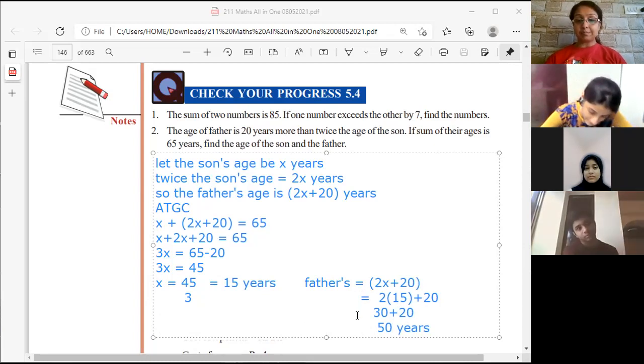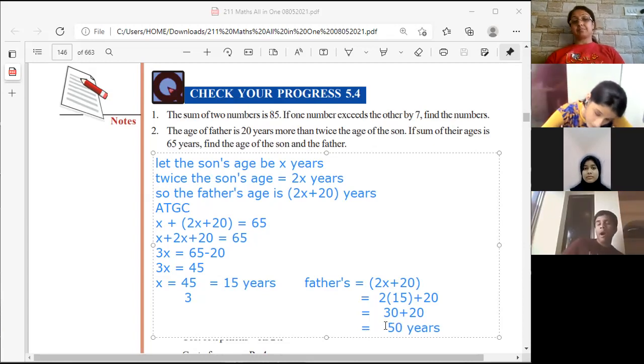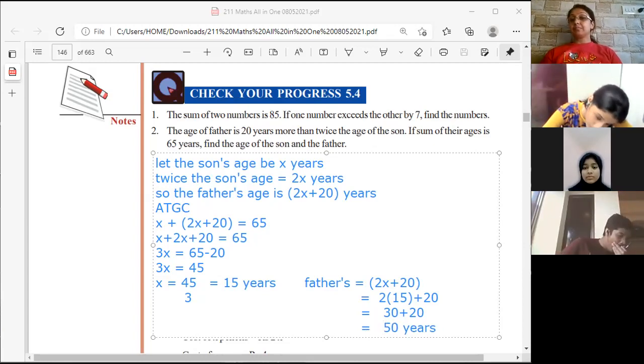Have you understood how we are doing the sum? Yes, ma'am. Tell me, is it difficult? Actually, no, teacher. If you follow it rightly, then it's not difficult.